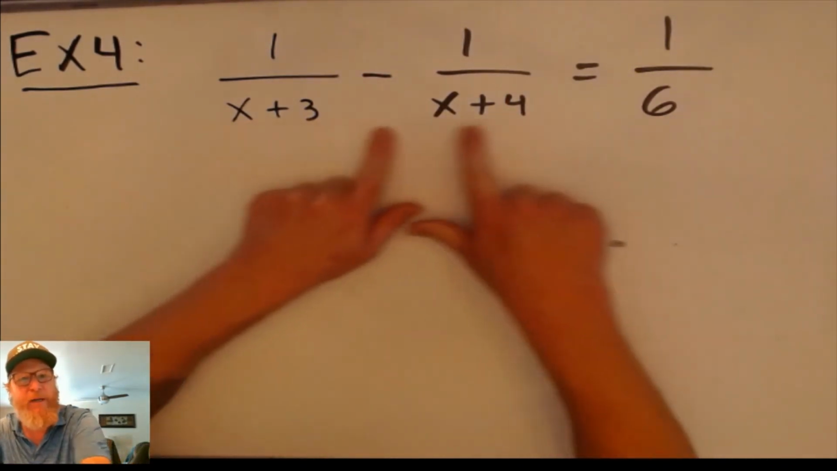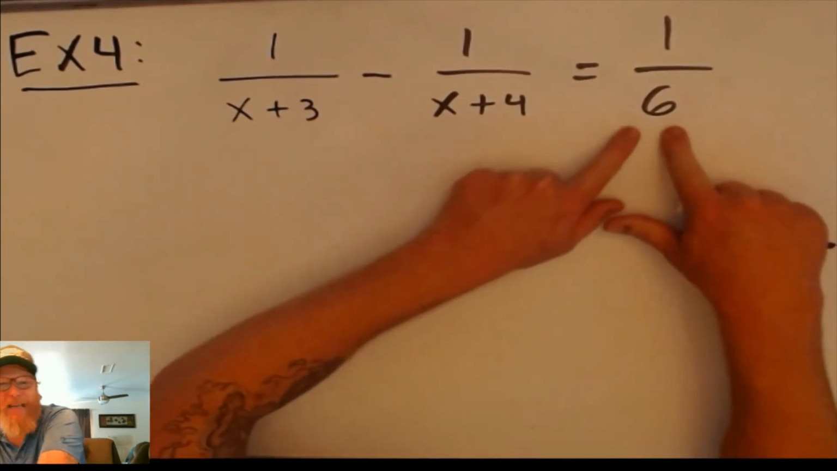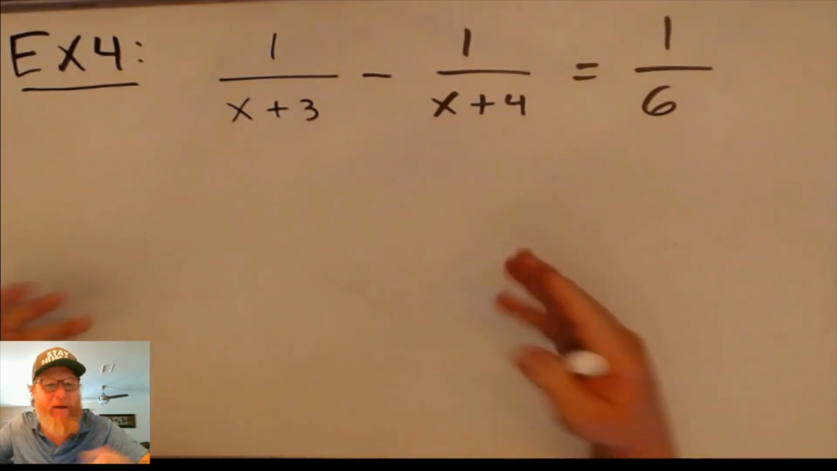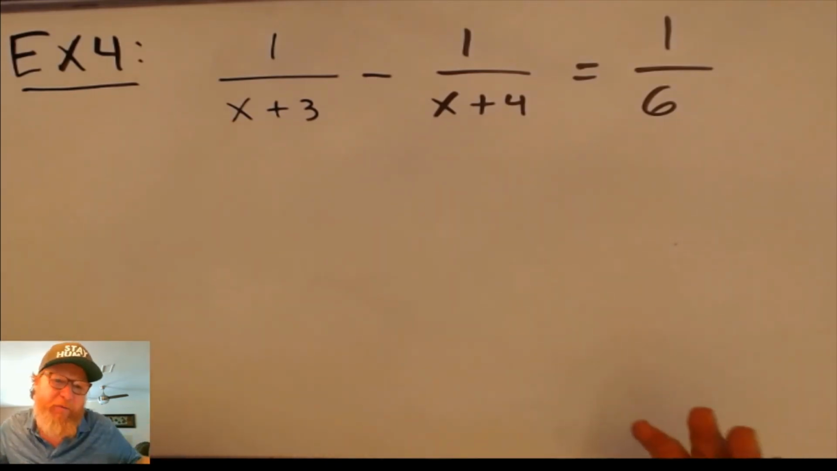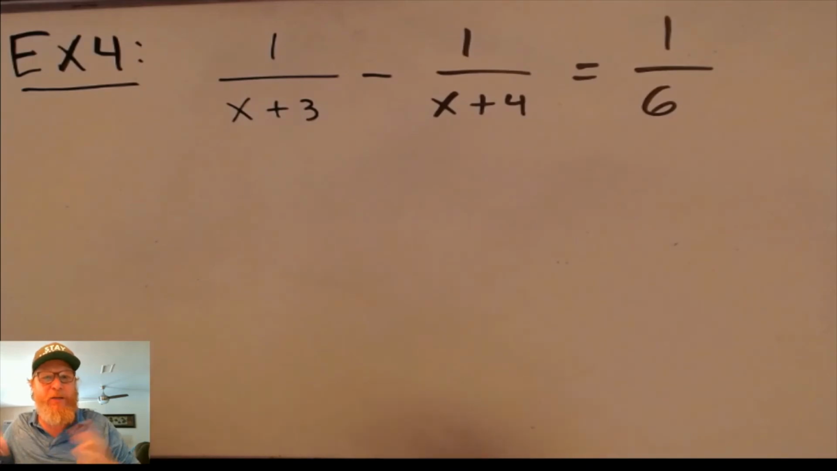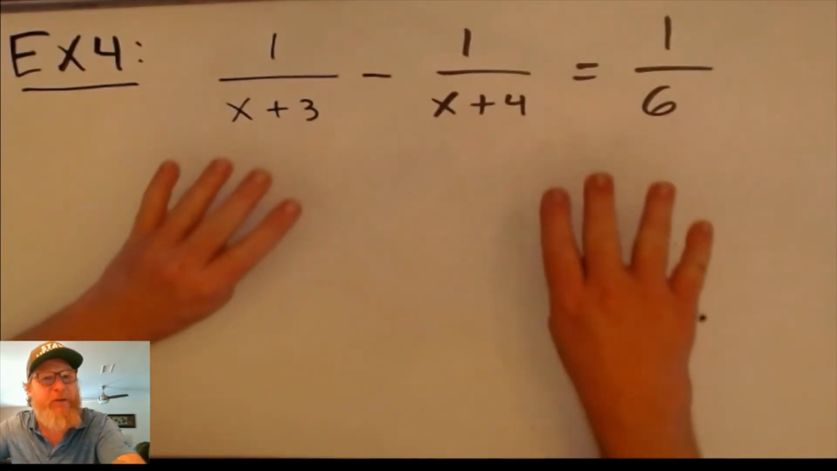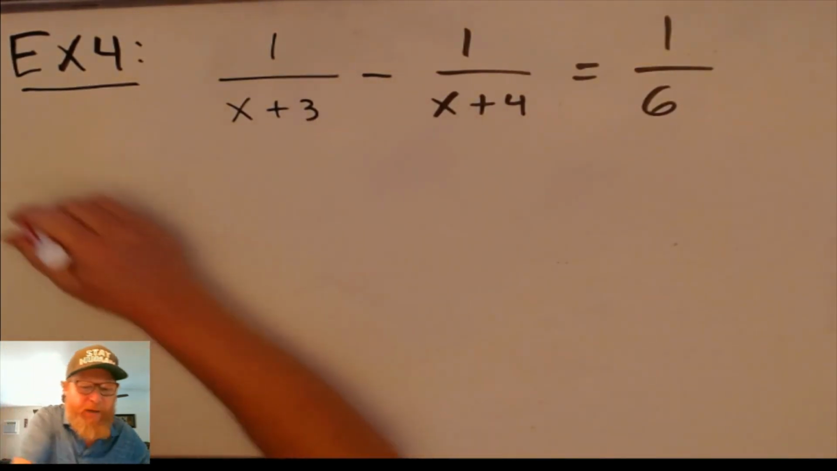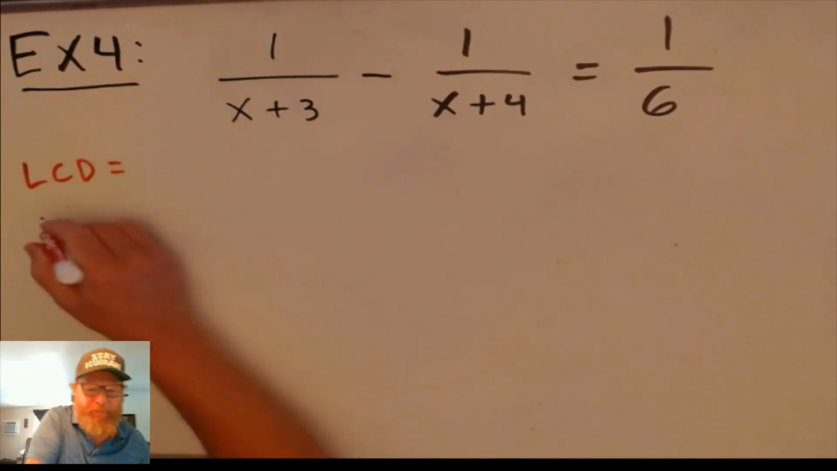X plus 3, non-factorable. X plus 4, non-factorable. Now 6 is factorable. You can factor it as 2 times 3. However, since the other two denominators are non-factorable, factoring this denominator is really not going to help. So the term that we use for this is when all the denominators are relatively prime, means they have nothing in common, then that means the LCD is just all of them.